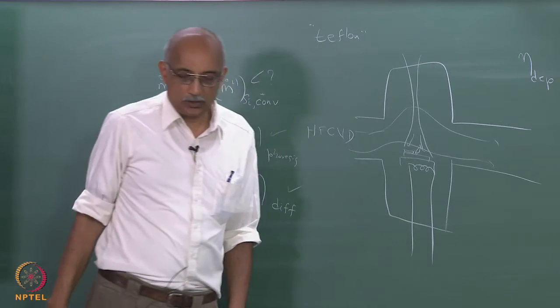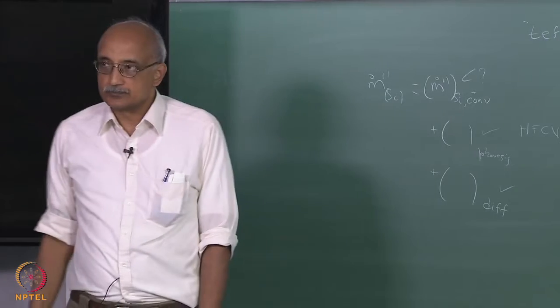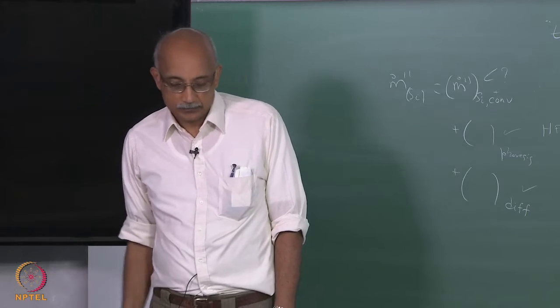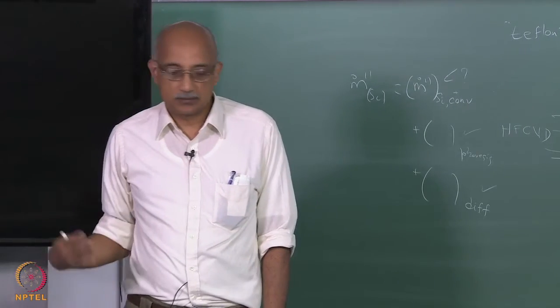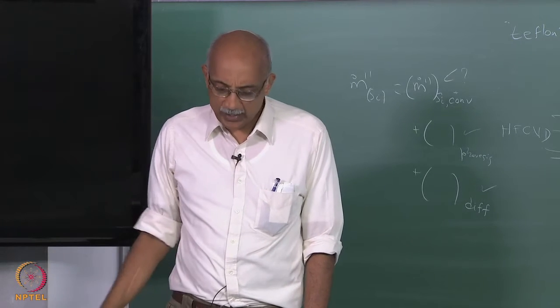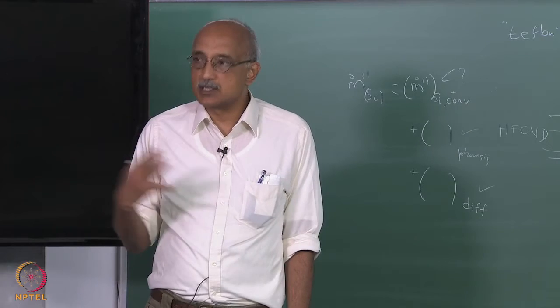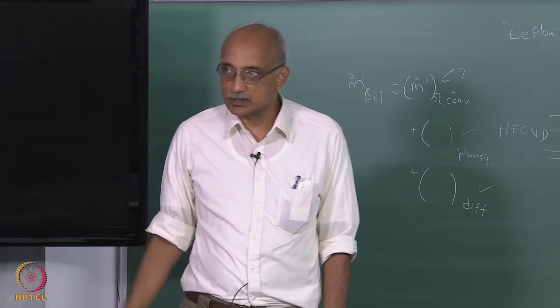Now, Teflon, as you know, is basically a barrier material. It is a polymer. It is a very inert material, chemically inert. It provides excellent protection against corrosion, erosion, many kinds of phenomena. Teflon is essentially a non-sticky surface. So, Teflon coating, for example, is used even in cooking vessels, right.